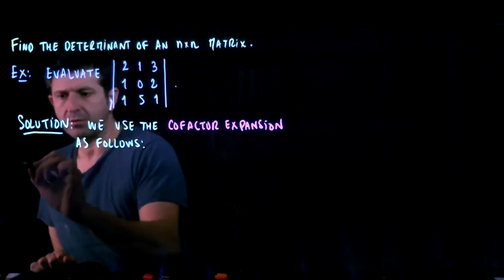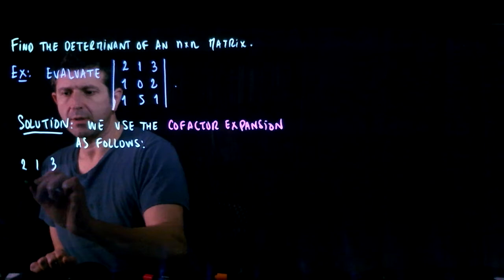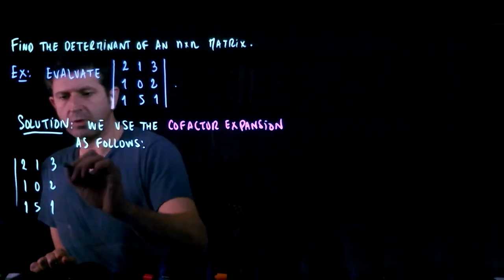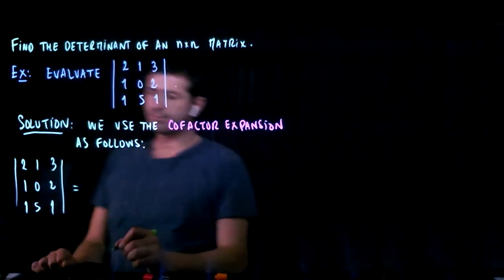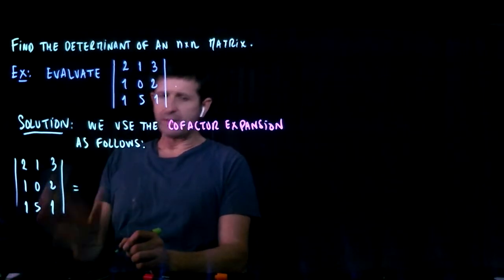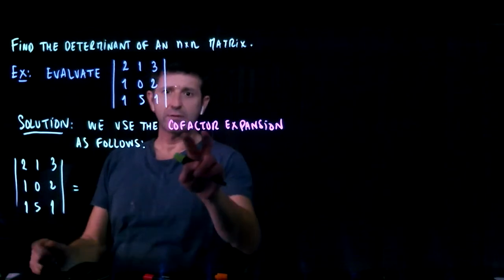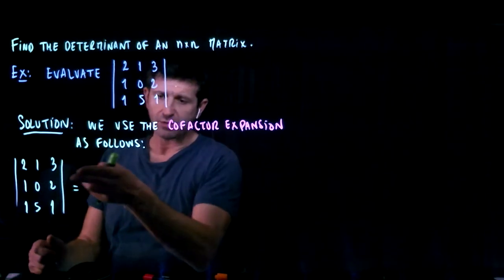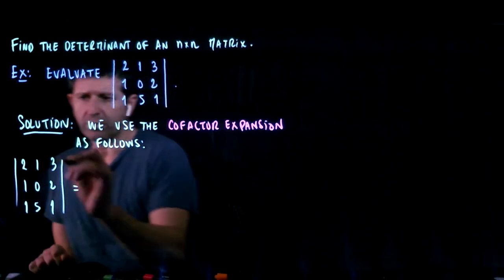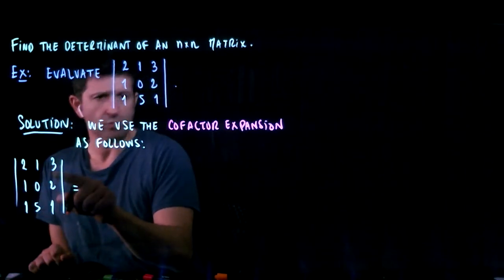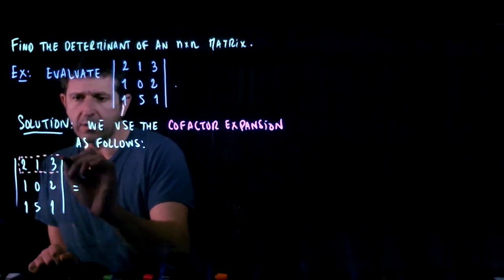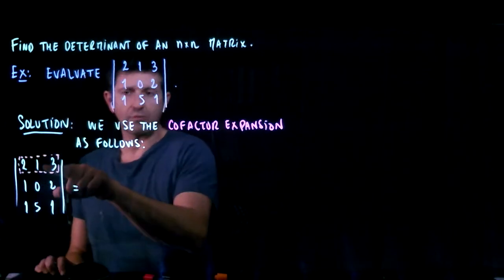Okay, so I'm going to write down 2, 1, 3, 1, 0, 2, 1, 5, 1. So that's what I'm looking for, the determinant equals. And now I'm going to choose any row or any column and expand, what we call a cofactor expansion, with respect to this row or column. Okay, so as a first example, I'm going to expand with respect to the first row. So let me just highlight the first row.